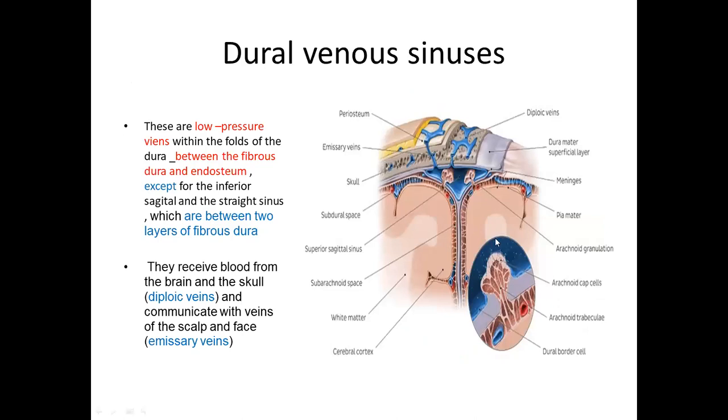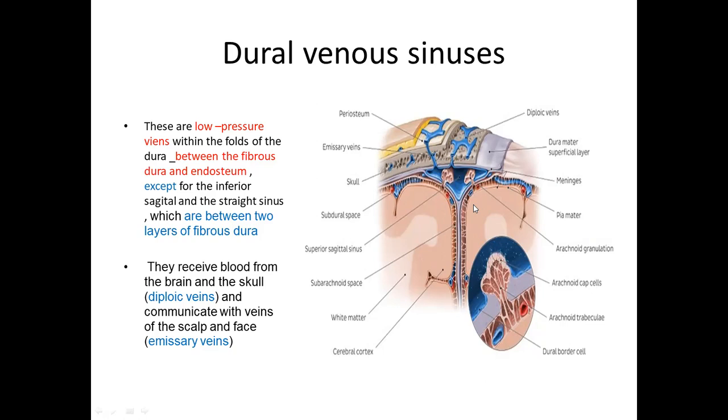Dural venous sinuses. These are low-pressure veins within the folds of the dura, except the inferior sagittal sinus and straight sinus, which are situated between the 2 layers of fibrous dura. They receive blood from the brain and from the skull. Diploic veins here also communicate with veins of the face and the skull, emissary veins here. And here the arachnoid villi.